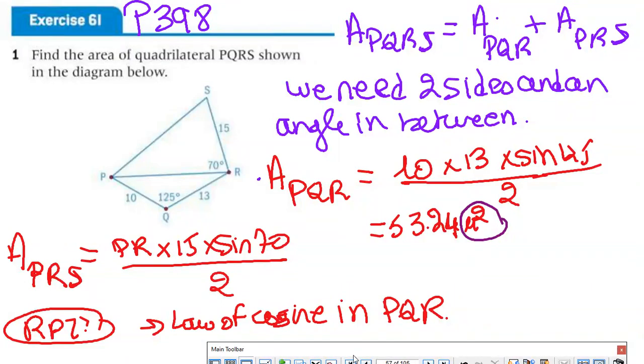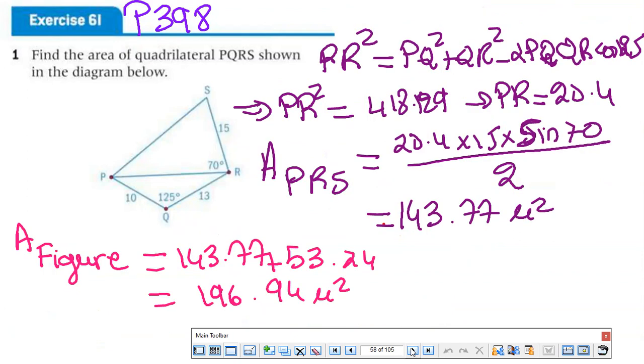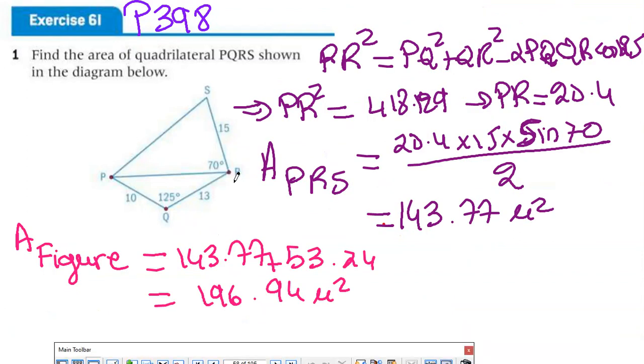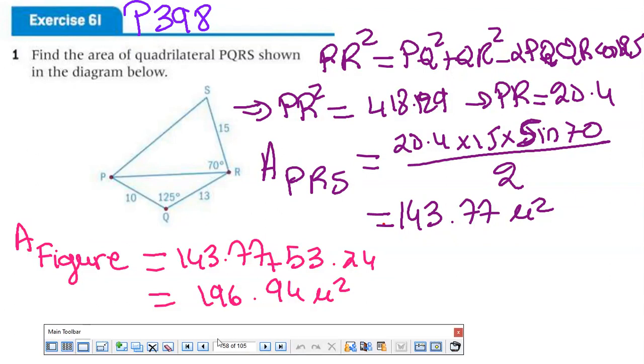So I'm going to use the law of cosine, sorry guys, to find PR. PR squared is equal to PQ squared plus QR squared minus 2 PQ QR cosine 125. Now I'm doing the revision for the law of cosine. And then I will get the side PR. Once I have it, I can find the area. It's equal to PR times SR times sine 70 over 2. And then to find the area of the figure, what should I do? I will add the two areas and I will get the area of the quadrilateral.